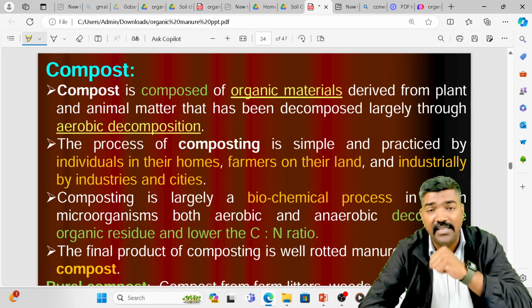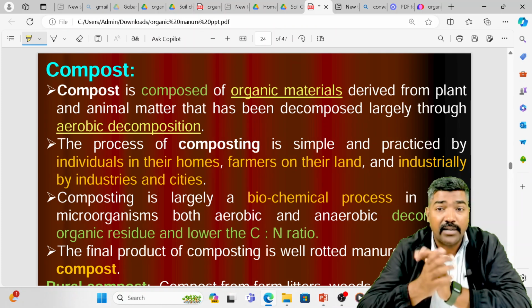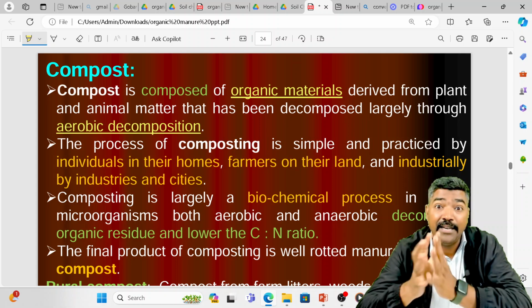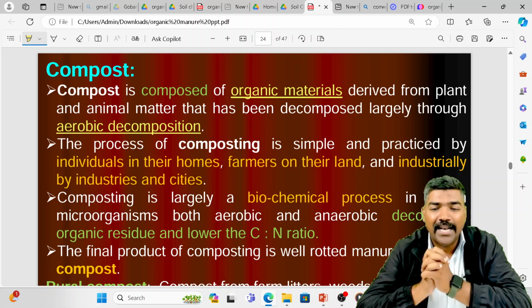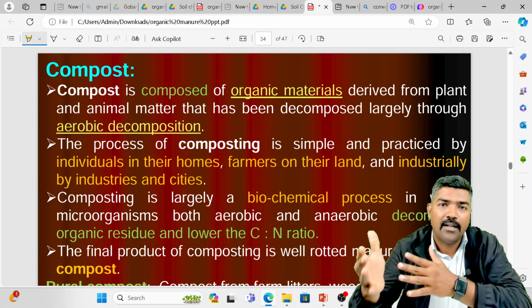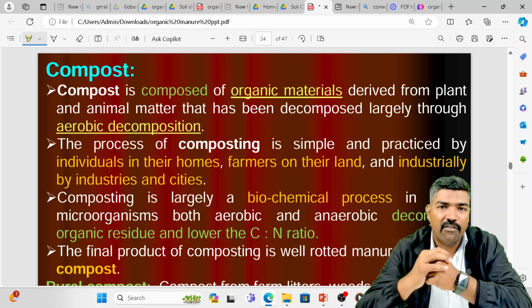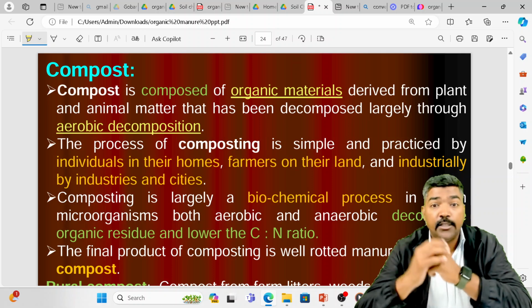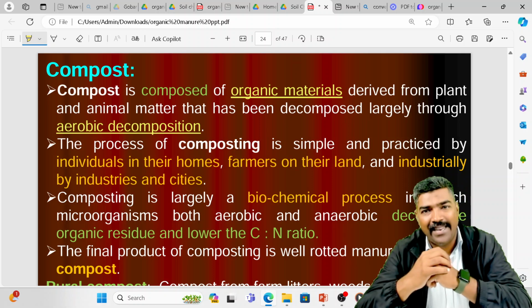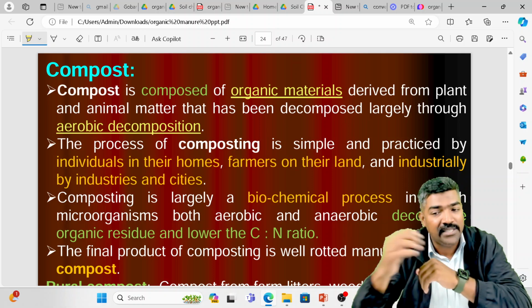So today we have seen that compost is of organic material which is derived from plant and animal matter that has been decomposed largely through aerobic decomposition. The process of composting is very simple and is practiced by individuals in their homes, by farmers on their land, and by industrialists in industry.